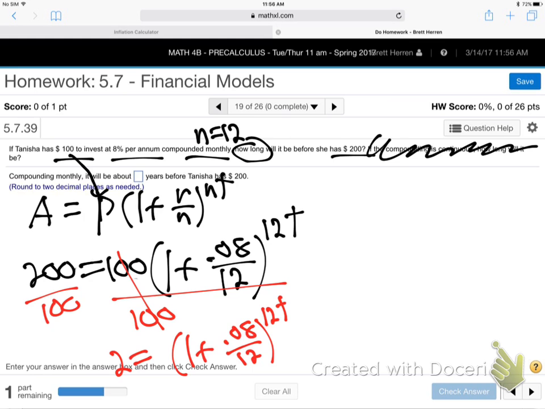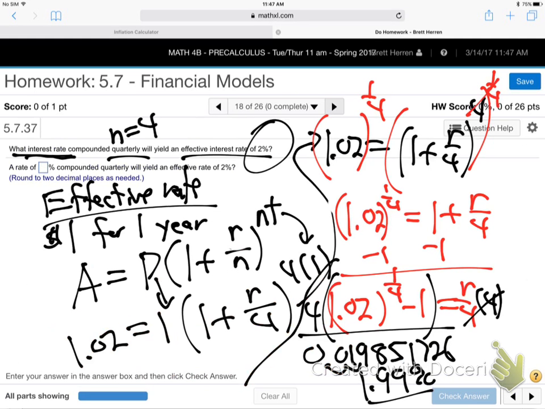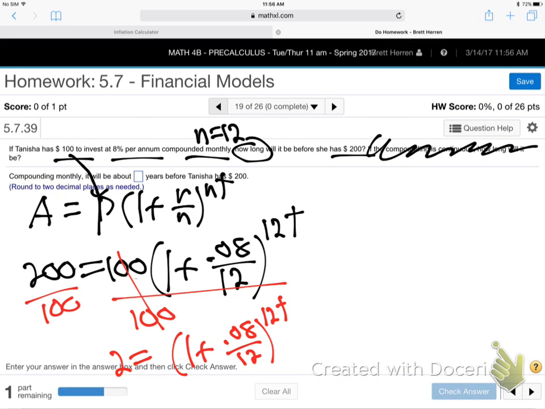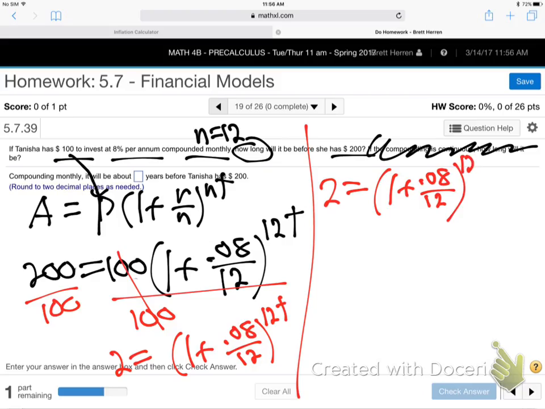If I can flash back to the last problem real quick. See, the last problem is off the screen. It had a number in the power, a 4, not a letter. Just a number, 4. So I didn't do natural log. I just did 1/4 power. Boom, taken care of, right? But on this one, I've got a letter up there in the power zone. I've got 2 equals 1 plus 0.08 over 12 to the 12T power, so the only way I'm going to get rid of that is natural log.